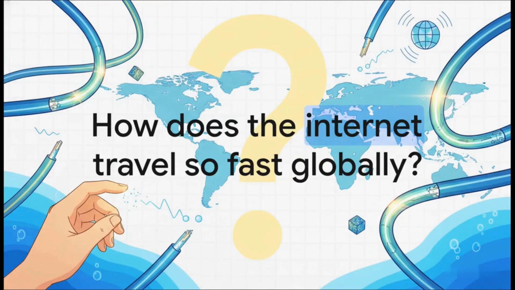Think about it for a second. When you stream a 4K movie, or make a completely lag-free video call across the ocean, or download massive files in just seconds, how does that data actually travel so incredibly fast across the globe? It feels like magic, right? Or maybe you think it's satellites. Well, actually, it's a highly engineered manipulation of light.